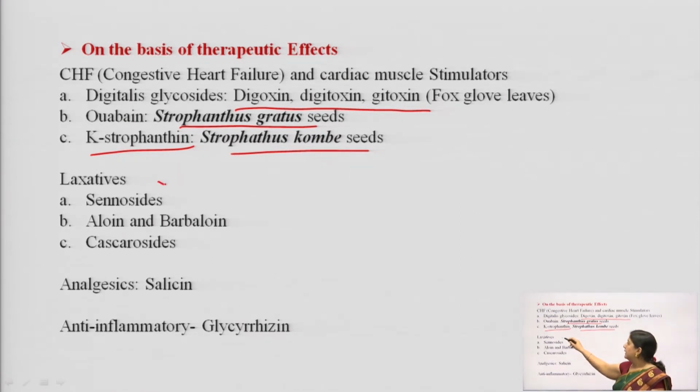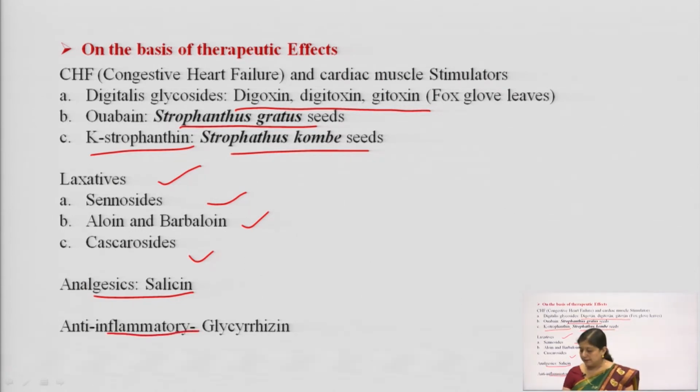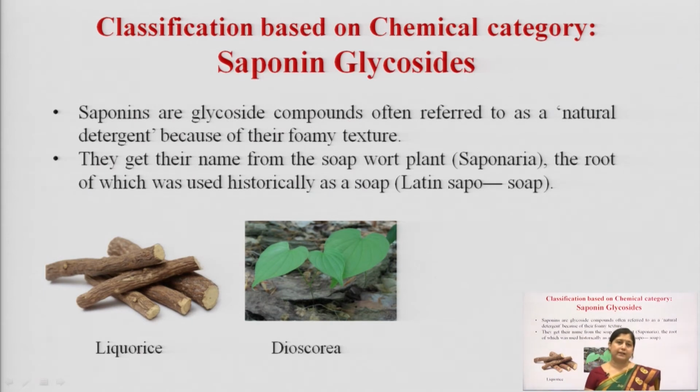Then they can be laxatives like sennosides, aloin, cascarosides, which all have the property of acting as a purgative or a laxative or a cathartic. Then they can be analgesics, for example, salicin, which is present in the Salix tree. They can be anti-inflammatory, for example, glycyrrhizin or liquorice.